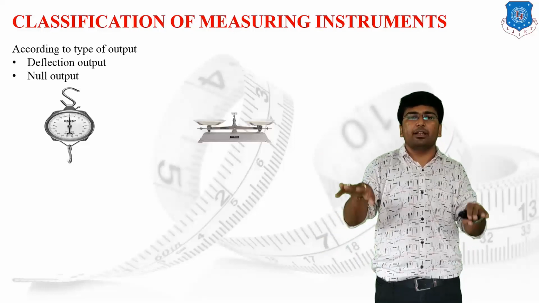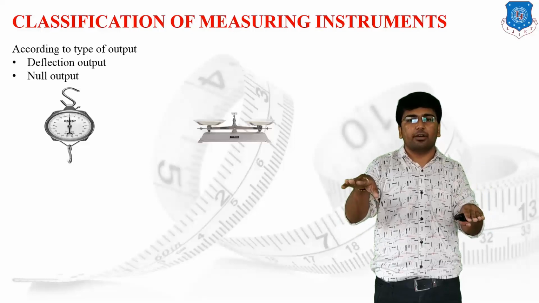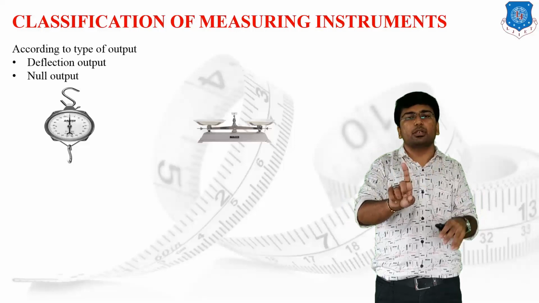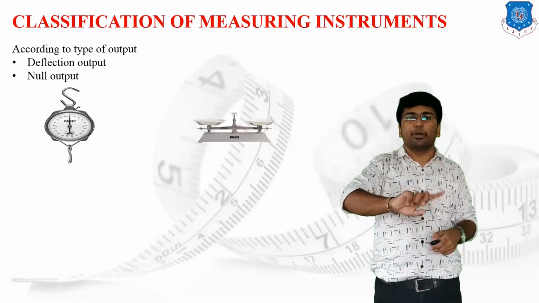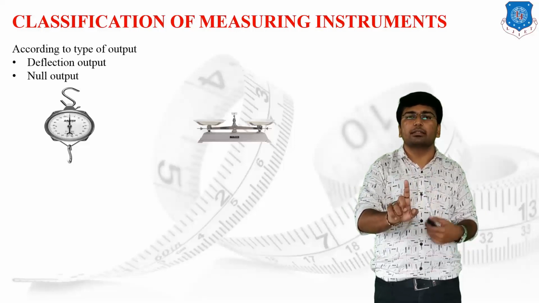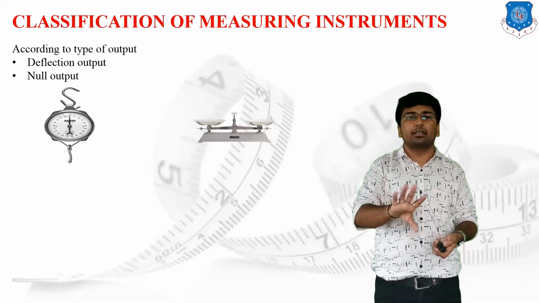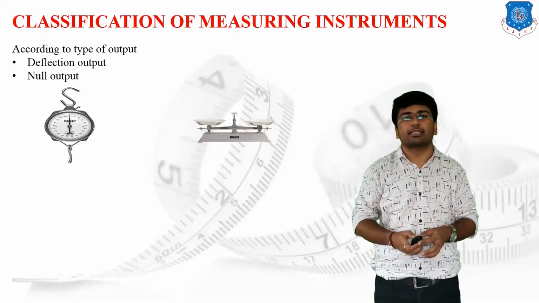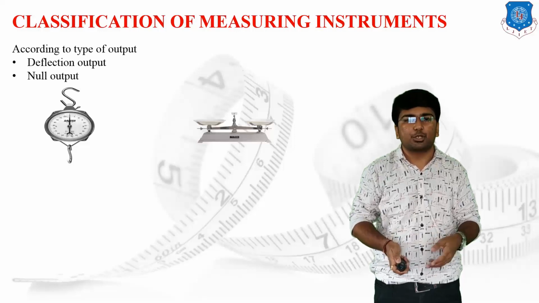Once both the pans get balanced, or we can say when both the pans are in the balanced position, the pointer will come into the 0 condition. Once the pointer comes into the 0 condition, or we can say the null condition, we can say that the measurement has been done. This kind of measuring instrument is known as a null method measuring instrument.